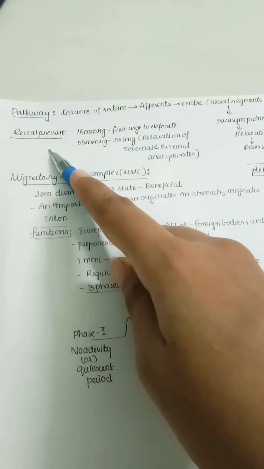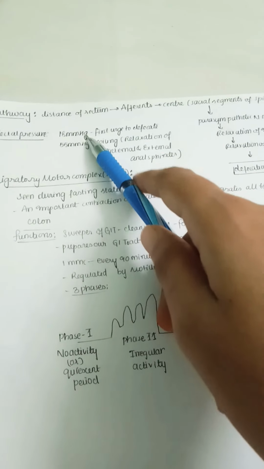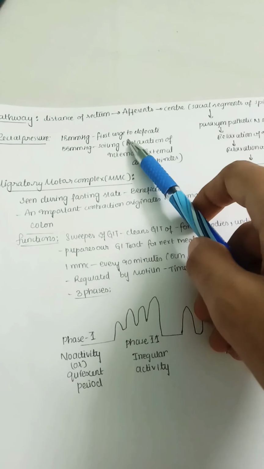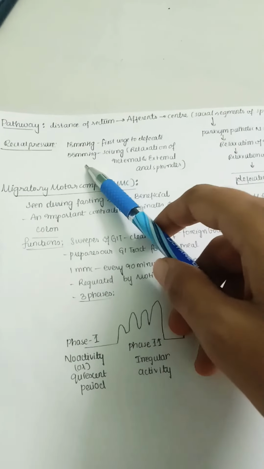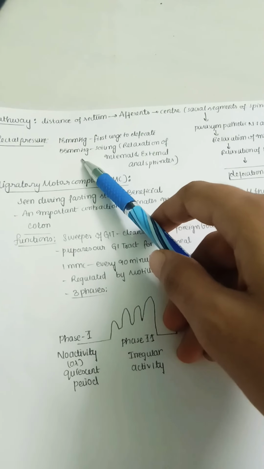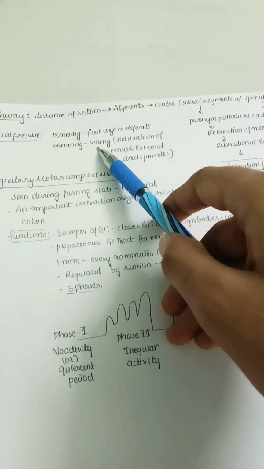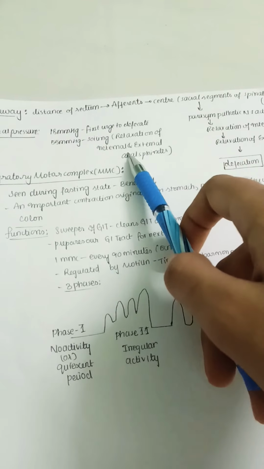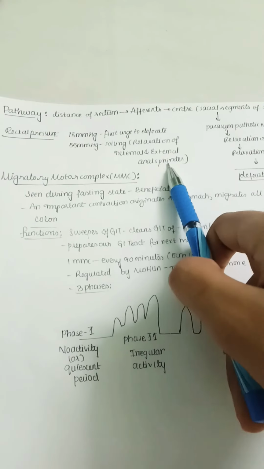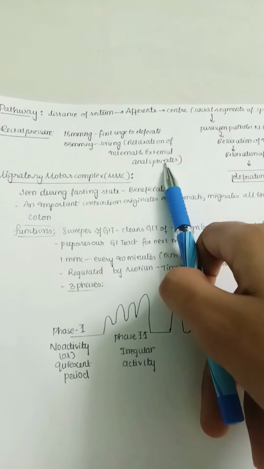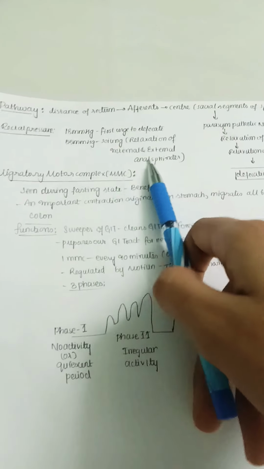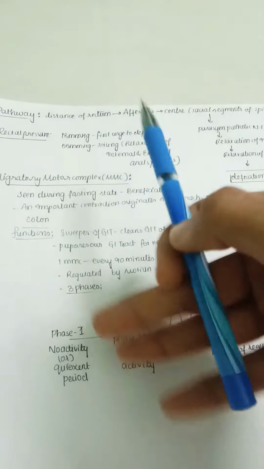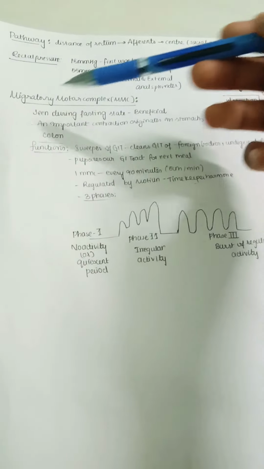If the rectal pressure is 18 millimeters of mercury, then it is the first urge to defecate. But if the rectal pressure has increased to 55 millimeters, it is called soiling, meaning there is relaxation of both the internal and external anal sphincters. If both sphincters are relaxed, you can't control it, so it's an uncontrollable defecation.